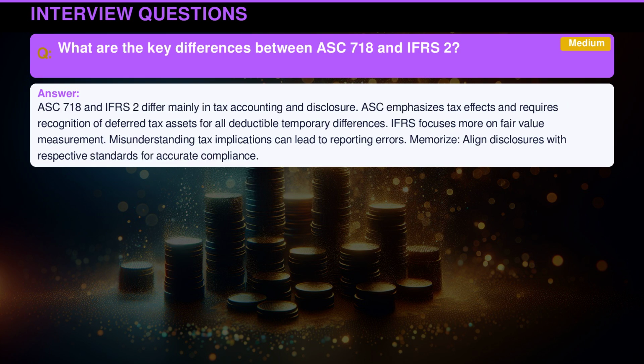ASC 718 and International Financial Reporting Standards 2 differ mainly in tax accounting and disclosure. ASC emphasizes tax effects and requires recognition of deferred tax assets for all deductible temporary differences. International Financial Reporting Standards focuses more on fair value measurement. Misunderstanding tax implications can lead to reporting errors. Memorize. Align disclosures with respective standards for accurate compliance.